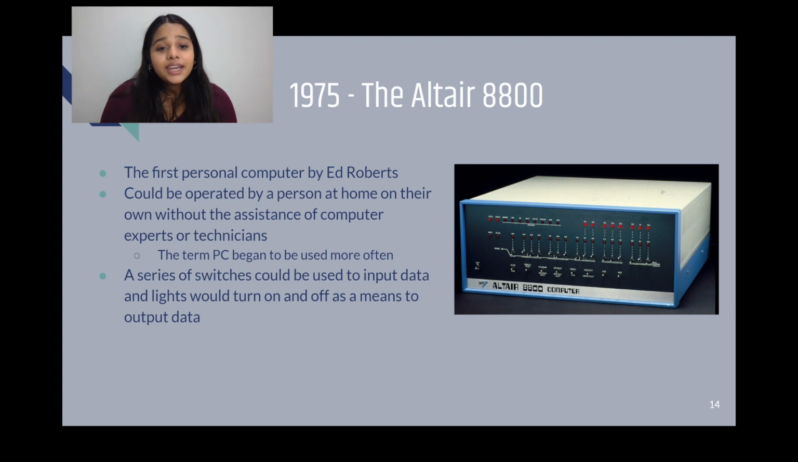1975, we have the Altair 8800. This appears to be just a simple rectangular box, but inside this rectangular box is a mess of hardware for this computer. This is the first personal computer and could be operated at home by a person without any technical expertise or assistance from an expert. This was something new during this time, and the term PC began to be used more often, referring to this as a personal computer. In order to display input or output, a series of switches would be used for inputting data, and the lights would reflect the output.